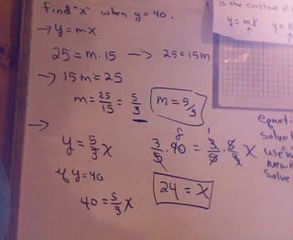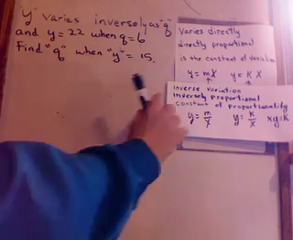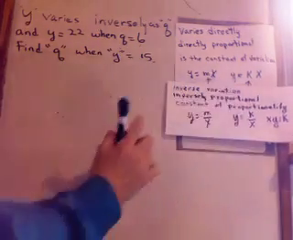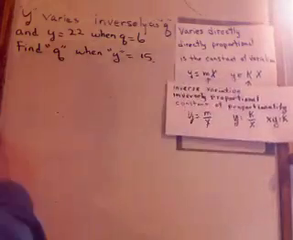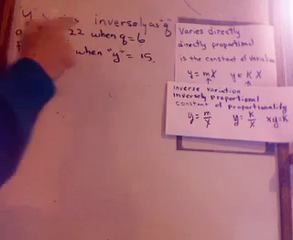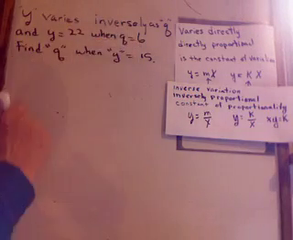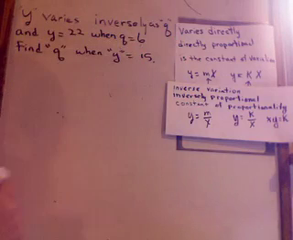Good luck. So now I'm going to do an example using inverse variation or inversely proportional or constant of proportionality. Those three words mean the same thing. So y varies inversely as q. y equals 22 when q is 6. Find q when y equals 15.